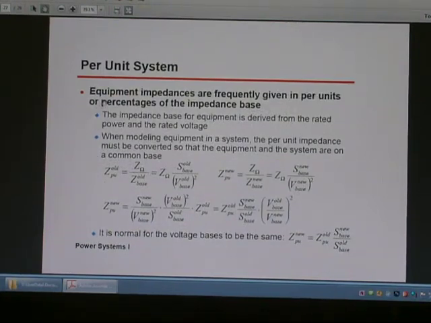So this is for the per-unit system. Equivalent impedances are frequently given in per unit or percentage of the impedance base. So that we can change from the old per unit to the new per unit, we use this equation.